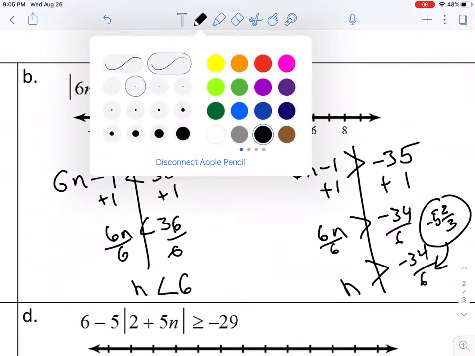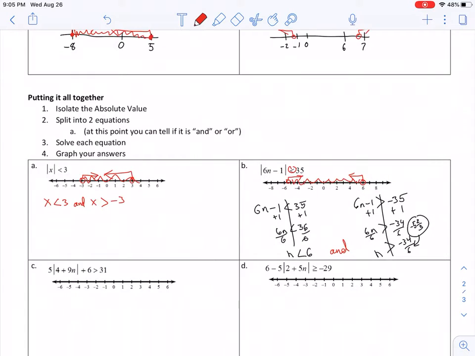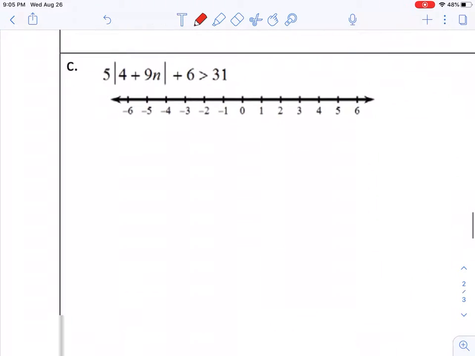So now when I go to graph them, open point on 6, everything to the left. Open point on -5 and 2/3, which is right about here. Everything to the right. This is an AND problem. Less than, AND. And that's that. All right, example C.